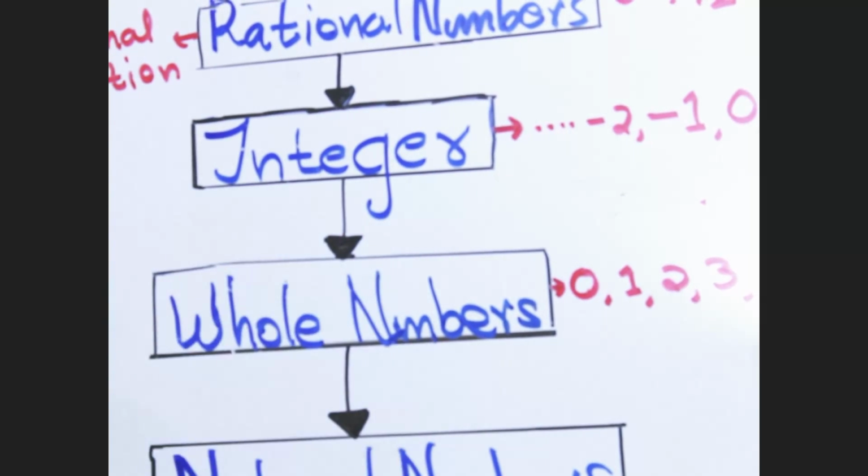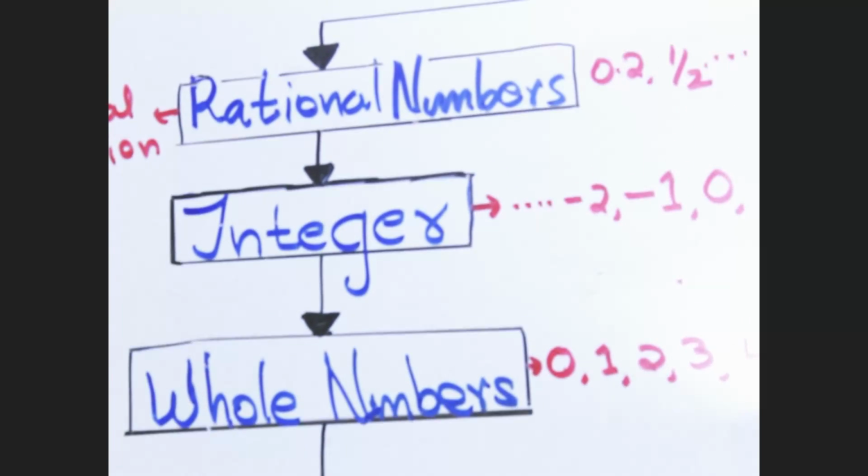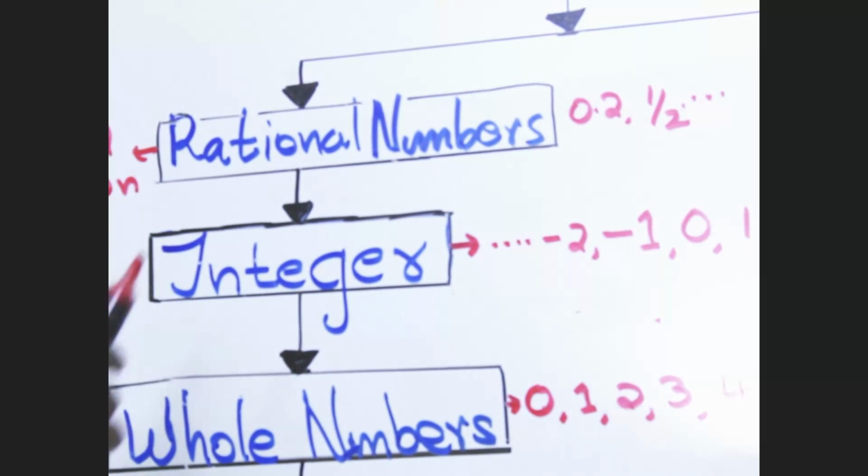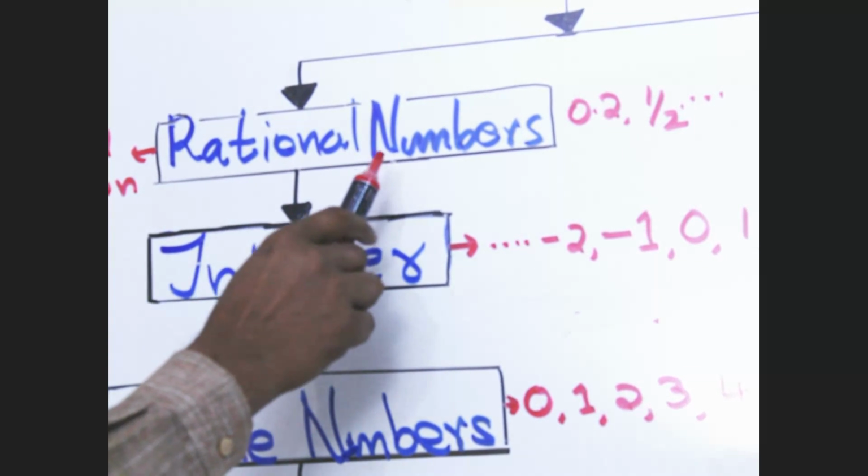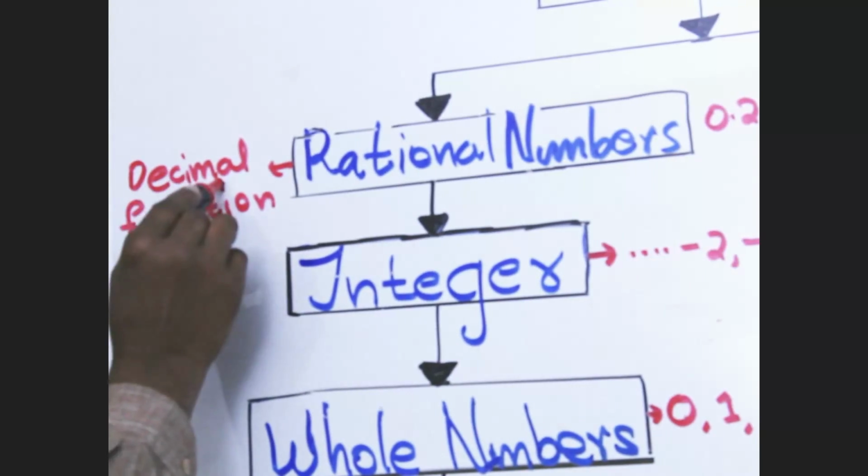So this is integers. Again going back, now rational numbers. Rational numbers include decimal numbers.